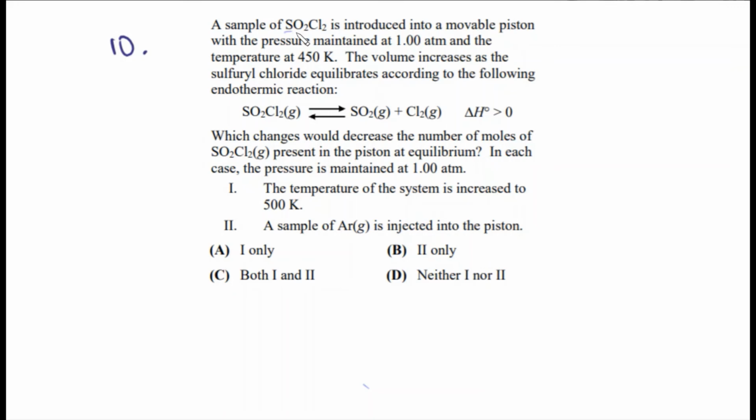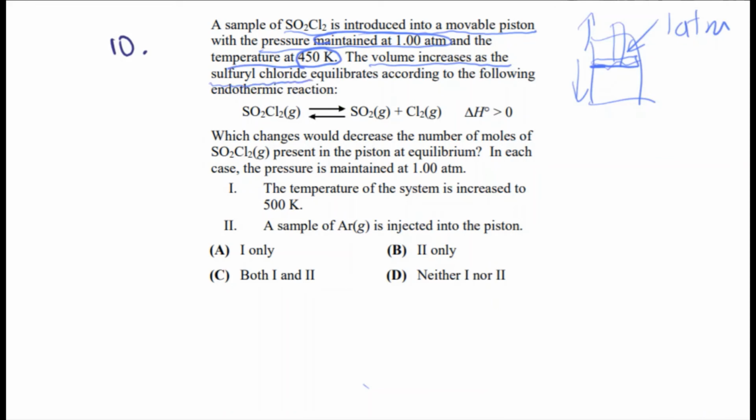A sample of SO2Cl2 is introduced into a movable piston with the pressure maintained at 1 atmosphere. So let's imagine a container with a cool piston, and this piston says, I want to be at 1 atmosphere no matter what. This means that I can move up and down to maintain this 1 atmosphere pressure. So that's cool. Let's move on and read more. And the temperature is 450 Kelvin. The volume increases as the sulfuryl chloride equilibrates, cool word there, according to the following endothermic reaction.